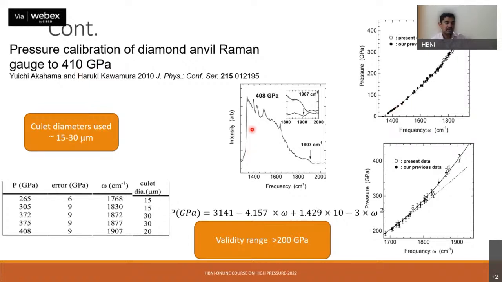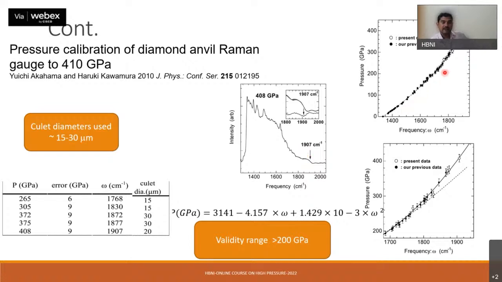So you see here, this comes from the table of the diamond, this peak, the first order Raman peak. And the higher edge peak comes at 408 GPa at 1907 centimeter inverse. So you see the edge here. Just by measuring this point, or if you want to know accurately, you take the first derivative of this and you get the dip. The deepest point here gives you the position of this edge.